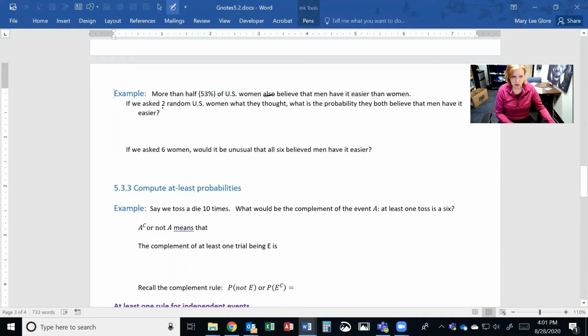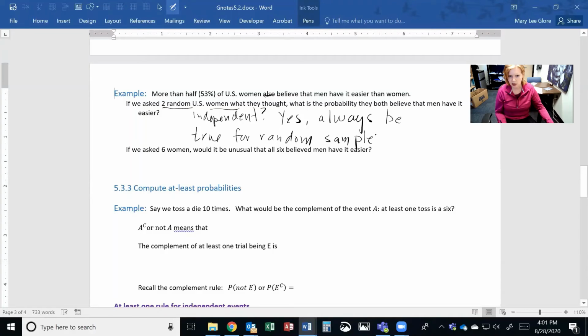So basically I have to ask myself, are two random women independent? And the answer is yes. And this is going to always be true for random samples, random selection. So when I'm selecting randomly, the people that I randomly ask will be independent of each other, their opinions, their ages, or whatever it is. Because I'm using a random process, one is not related to the other.